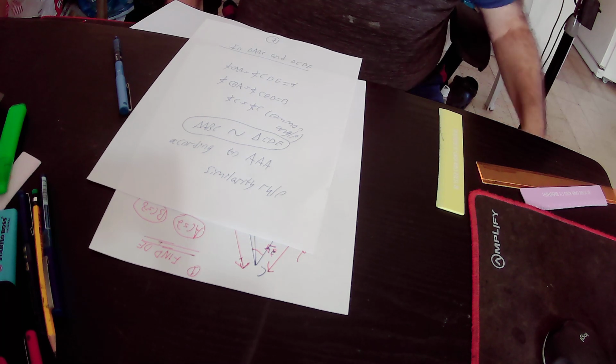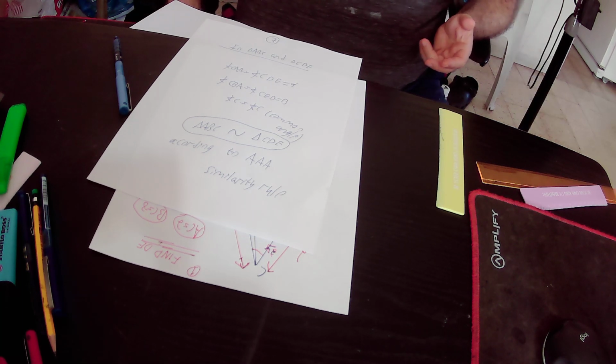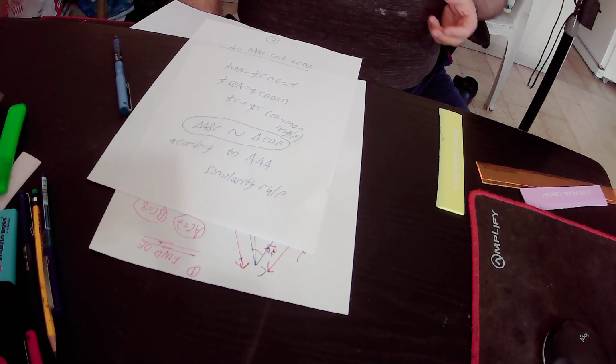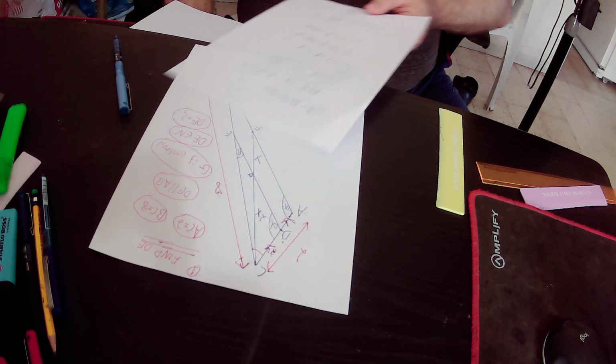What is the angle similarity rule? Angle similarity rule is a rule that states that if you prove that all the angles in one triangle are equal to all the angles of the other triangle, then you prove that those two triangles are similar to each other according to the angle similarity rule. Okay?